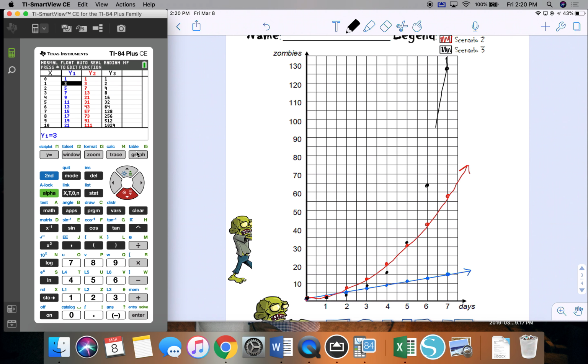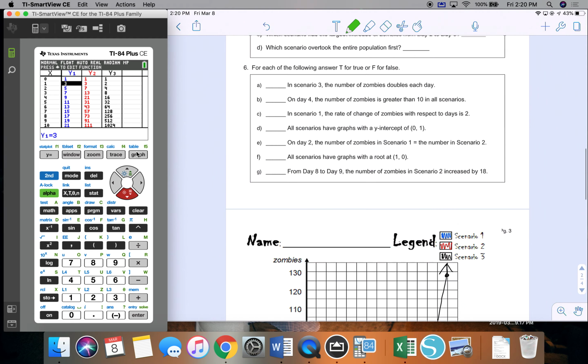So we can see this one, even though it took a little bit longer to get started, ended up affecting way more people when it came down to 7 days. At 7 days, the blue line only has 15 people, red has 57, and black has 128. So it's quite a difference there.